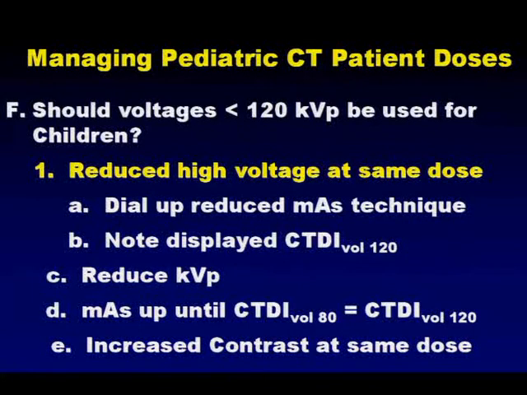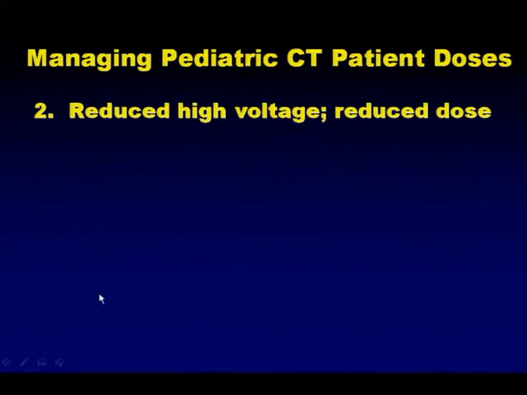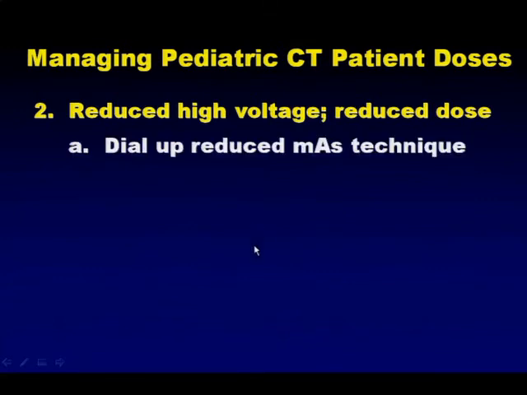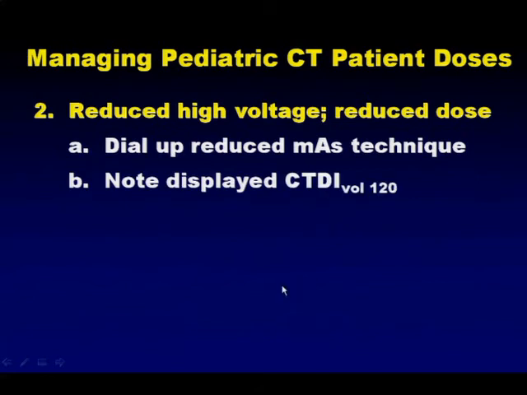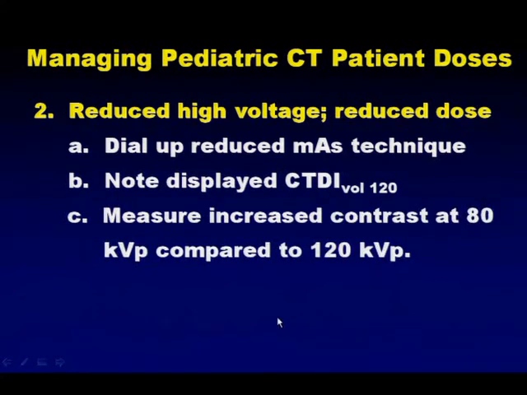Now that's the simple case of reducing the kVp. I probably can do more. I can reduce the kVp, and I probably can also reduce the dose. What do I do now? Well, again, I dial up my reduced mAs technique. I note the displayed CTDIvol at 120. And then what I do is I measure the increase in contrast in the image as my kVp is lowered.